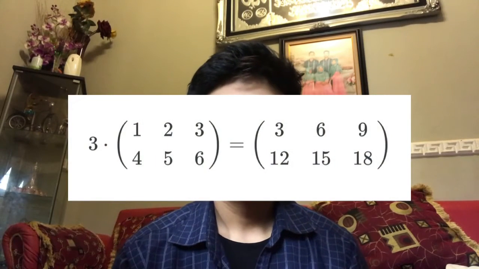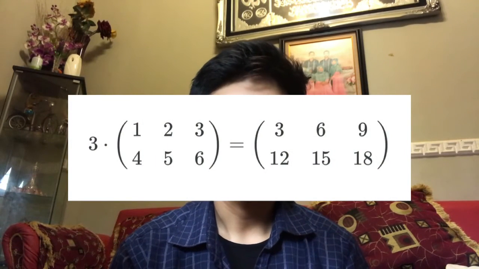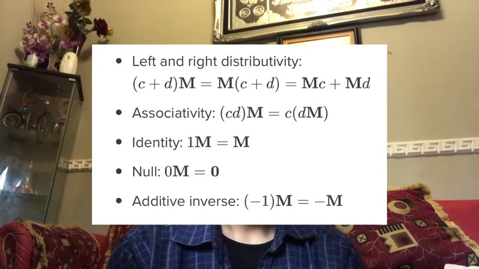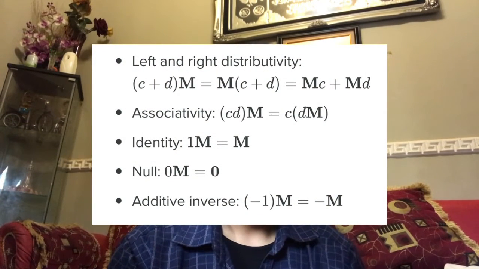And the next is scalar multiplication. In an intuitive geometrical context, scalar multiplication of a real Euclidean vector by a positive real number multiplies the magnitude of the vector without changing its direction. This is an example of scalar multiplication. The resulting matrix has the same dimensions as the original. Scalar multiplication has the following properties like this.